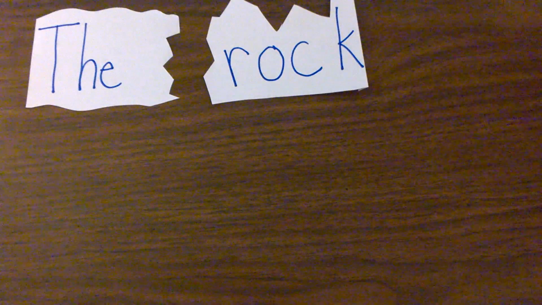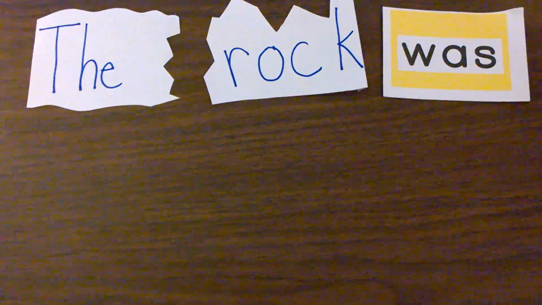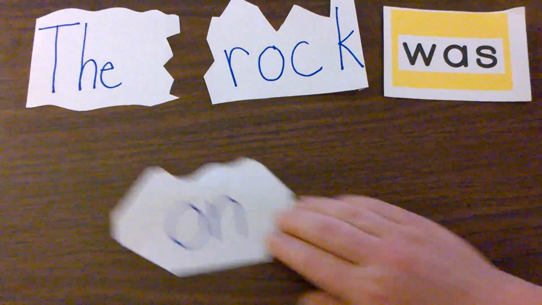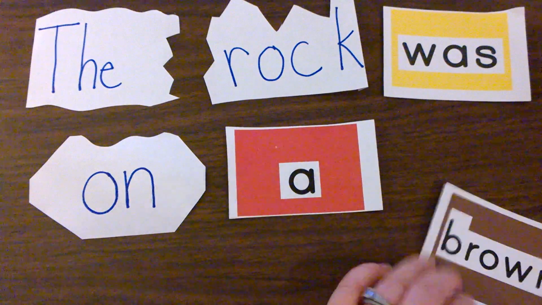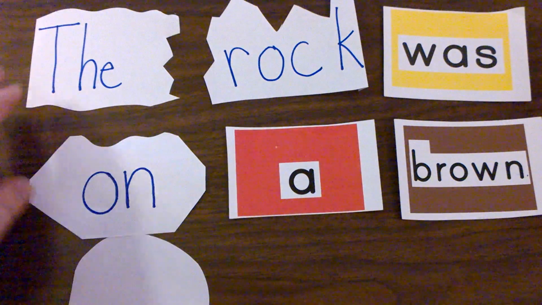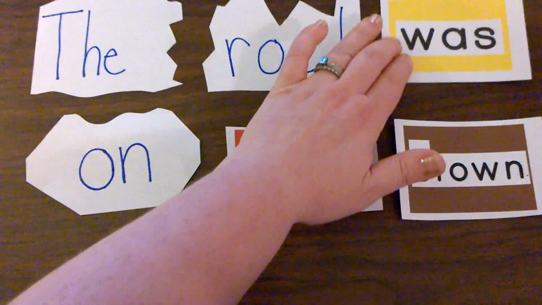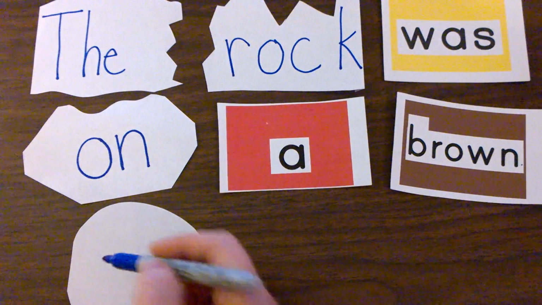We'll always start our sentences with a capital letter. So we'll start this one with a capital T. The rock was on a brown, let's put it on a hill. We'll write the word hill together. Hill is a word we can easily hear all the sounds in, so we'll stretch it out and hear the sounds that we need to write.